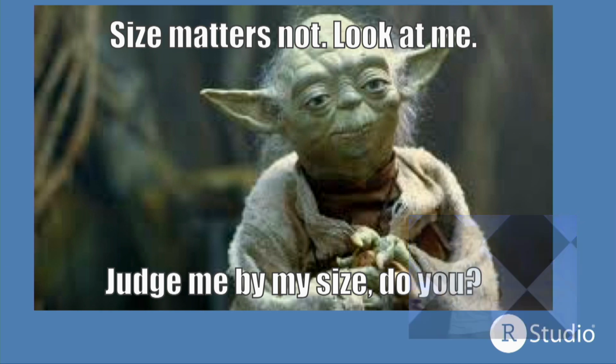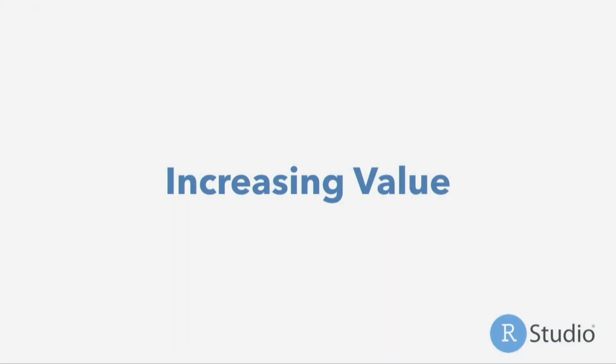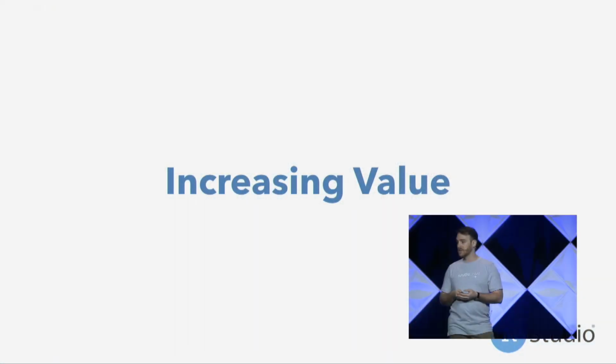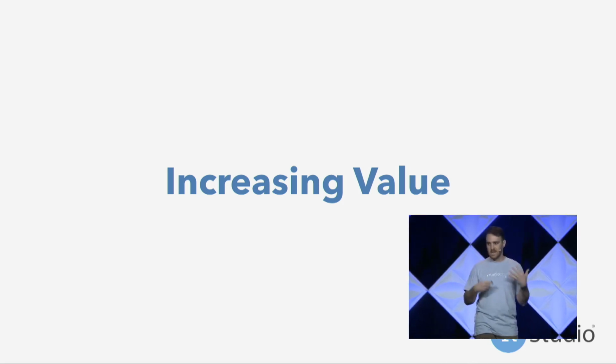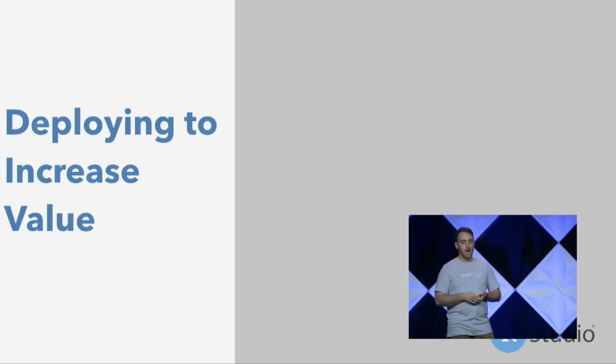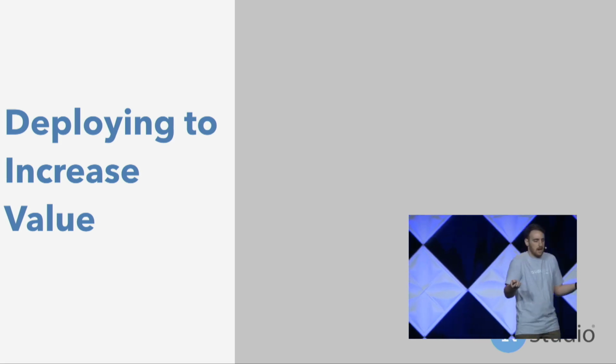And I thought this was really appropriate, right? If you just sub in the word sophistication here, this is a great way to think of why we care about deploying Shiny apps. And of course, we care because we want to increase value. We want to provide value. Sophistication is irrelevant, right? Are you providing value is the right question. And so how do we deploy to increase value? How was I going to do that?